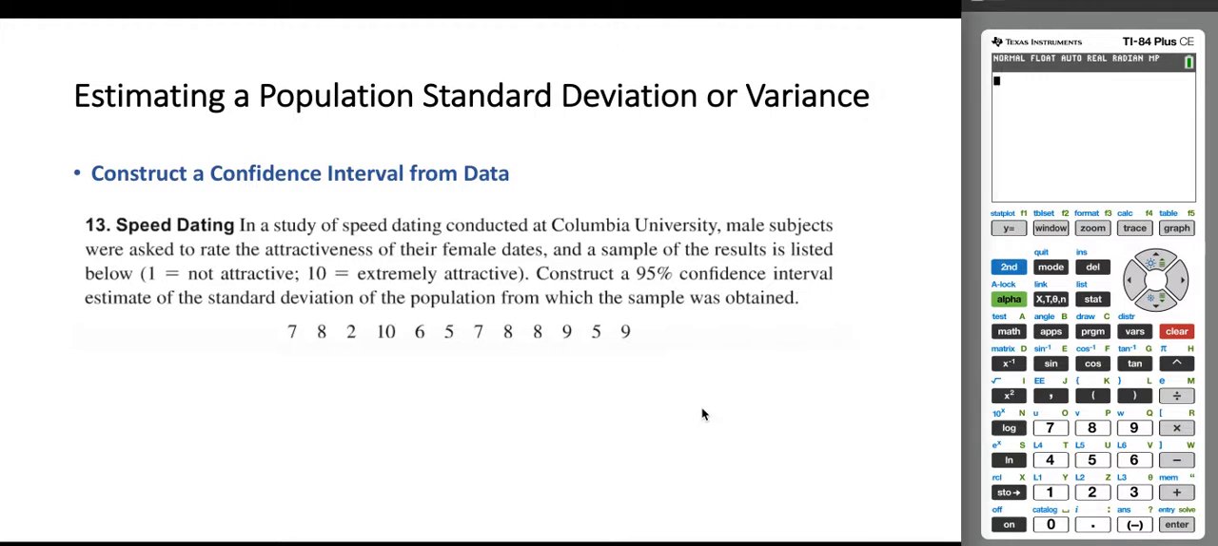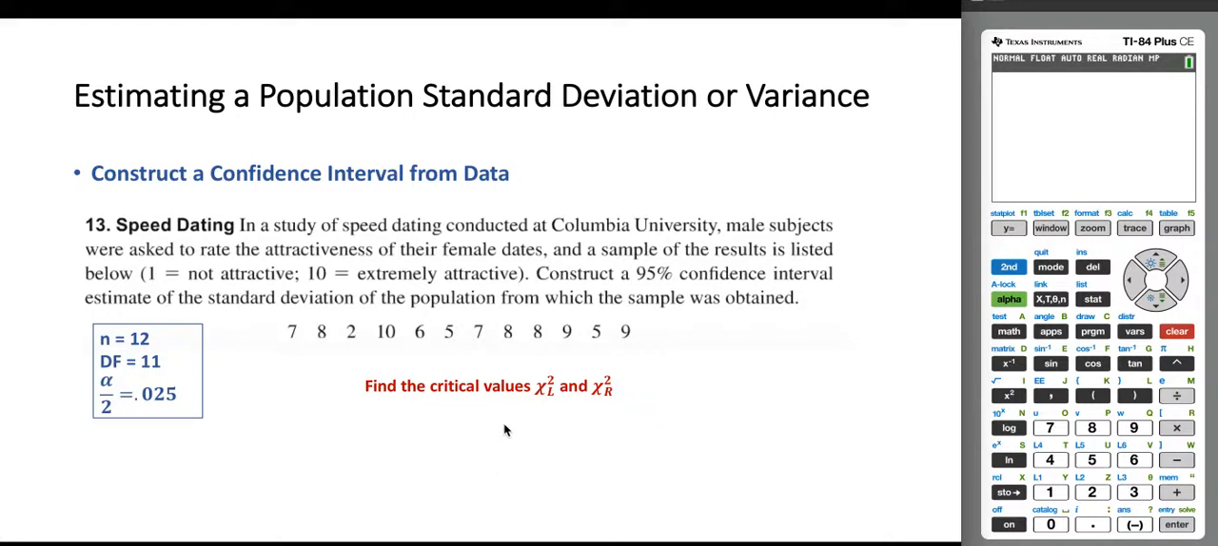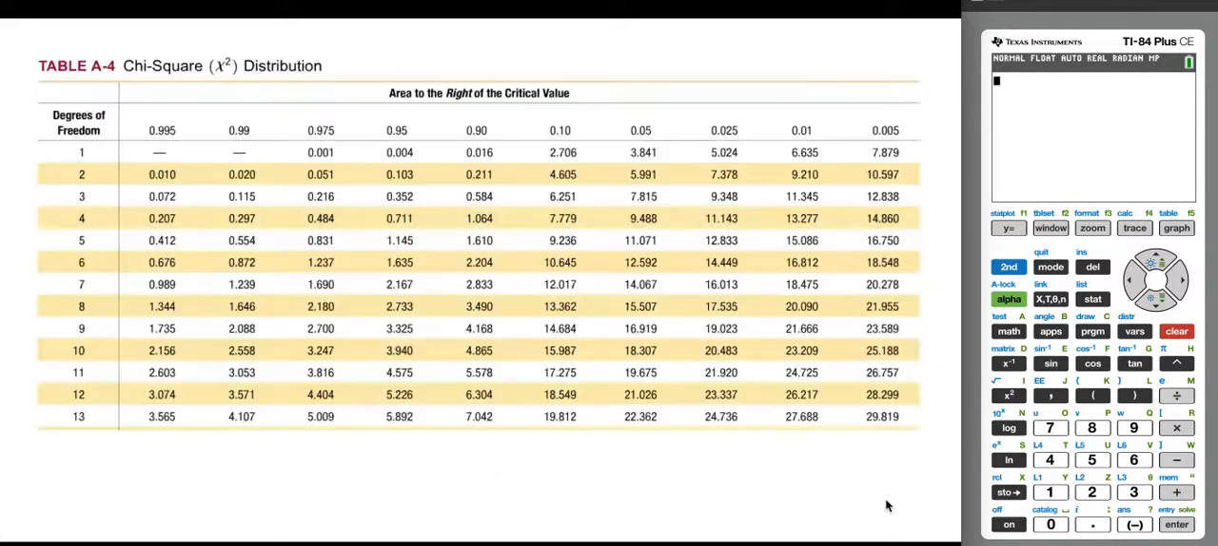All right, what do we know? Well, we know that the sample size is 12, so the degrees of freedom are 11. We know that alpha is 5%, so that means half of alpha is 2.5% or 0.025. We're going to use that information to find the critical value on the left and the critical value on the right. Pause the video if you'd like so you can practice this on your own and see if you can identify the two critical values that you need.